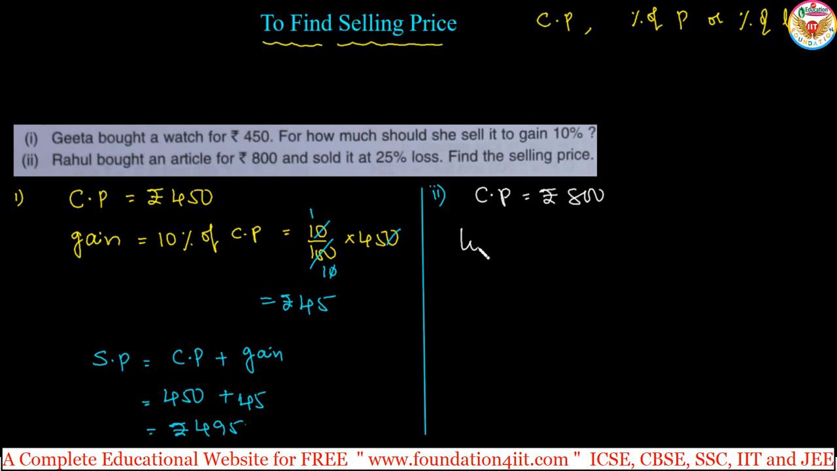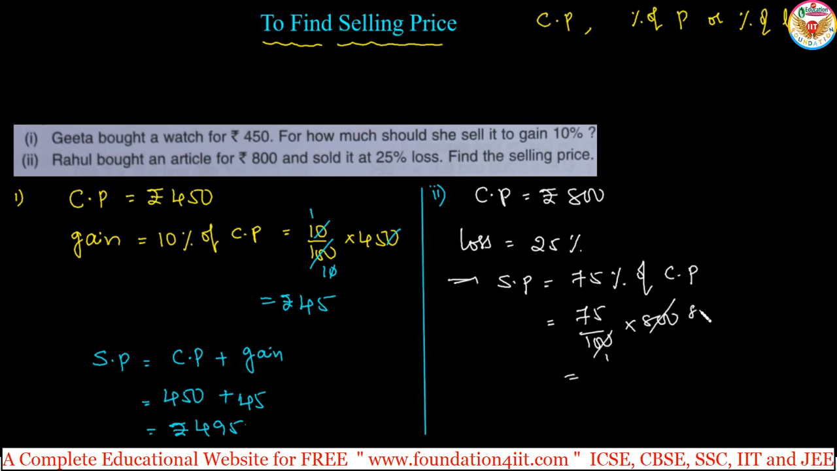Let us observe clearly. Here loss is 25%. That means selling price is total 100%; with 25% loss, the rest is only 75. So 75% of the cost price. Because it's a loss, selling price should be less than cost price. So how much less? This 25% less, so remaining is 75. This is the way you can use it. 75 by 100 times cost price, which is 800. 100 times 1 is 8. 75 into 8 is 600. So rupees 600 is the selling price.